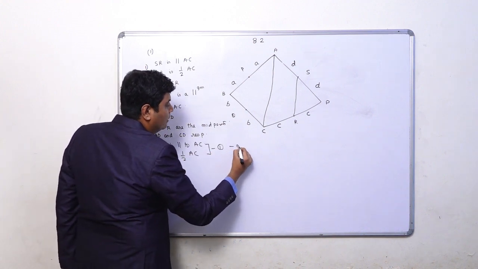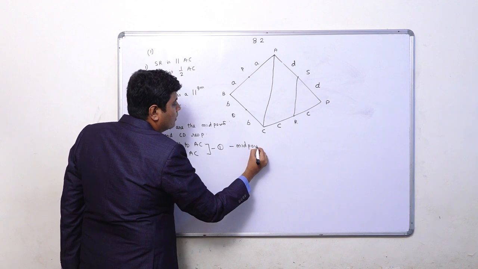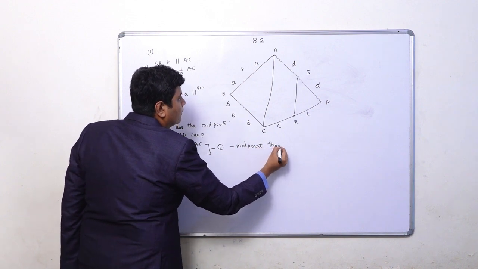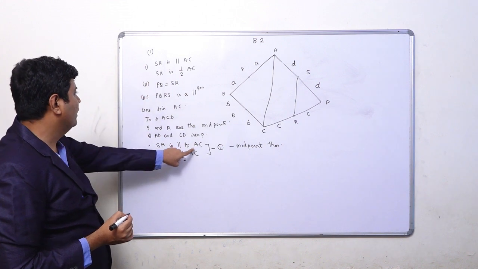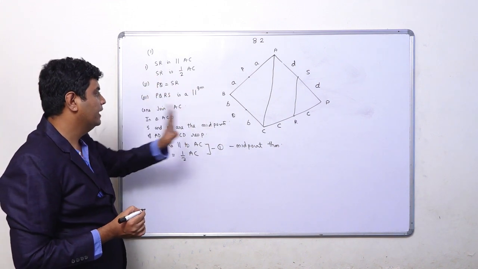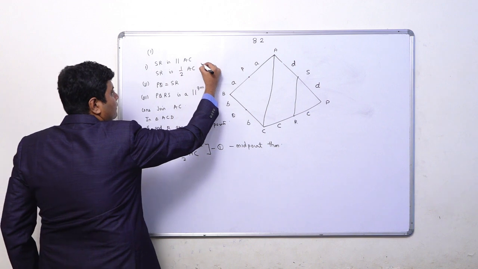And what will be the reason? Midpoint theorem. So proved. The first part is proved: SR is parallel to AC and SR is half of AC. It is proved. So this part is done.